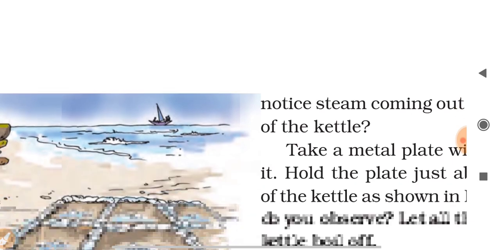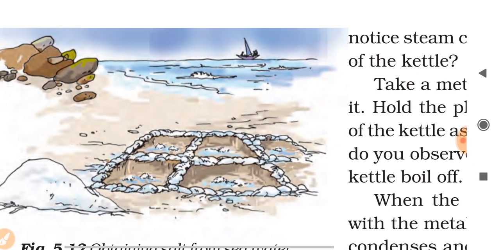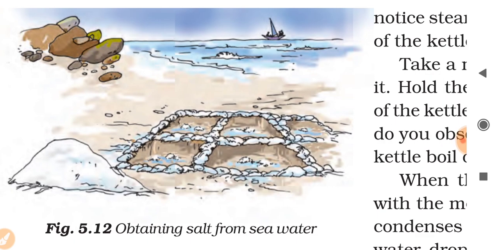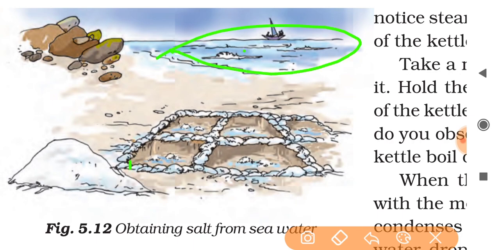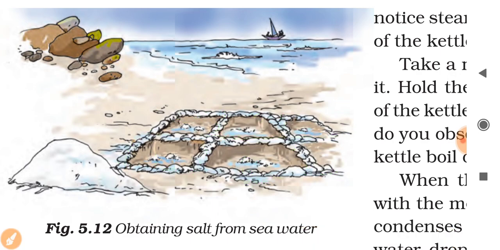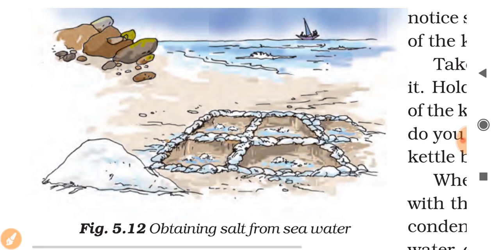Okay, so you can see here, and you can see this process in some educational channels also. So, obtaining salt from seawater. This is seawater here. A pit-like structure is made here. You can see these structures are made using stones, etc. This type of structure is made and seawater is filled here. After the process of evaporation, only salt will remain here.